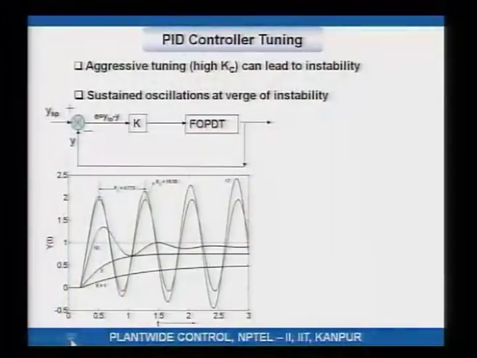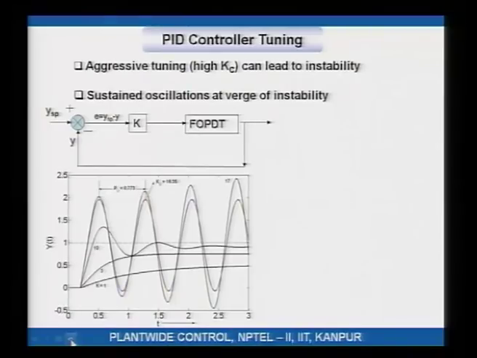Because there is noise amplification in D action, typically when you are using a PID controller with the D action on, the process signal that is coming, the signal from the sensor, would typically be filtered to filter out the noise. Okay. How do you tune controllers?